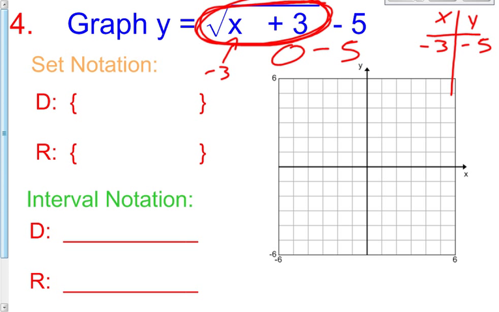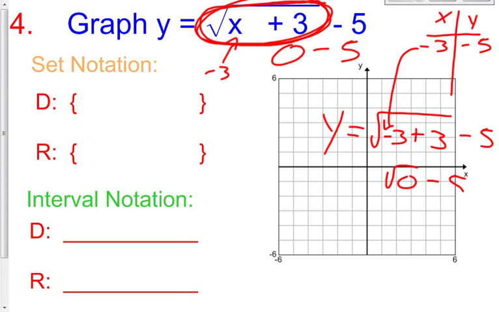Let me just write that out one time so you guys can see where I got that. y equals the square root of x, which we're putting in a 0 for x. Oh, sorry. We're putting in a -3 for x. So y equals the square root of x plus 3 with x as -3, and then we're going to subtract 5. So simplifying this, -3 plus 3 is 0, so it's the square root of 0 minus 5. The square root of 0 is 0, minus 5, and then we get -5. So that's how I got this number.